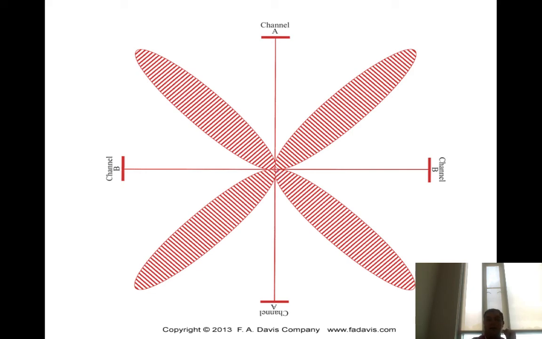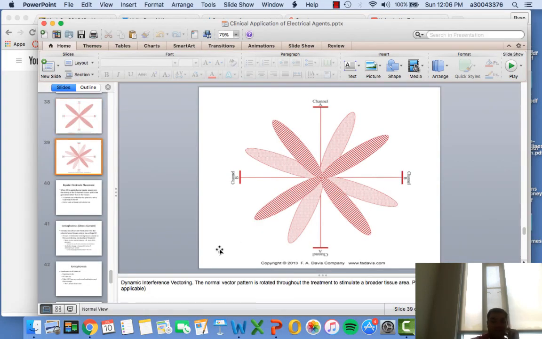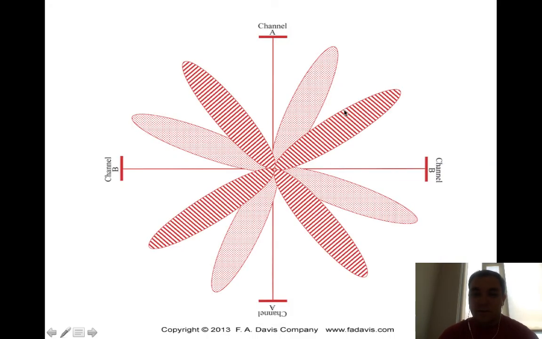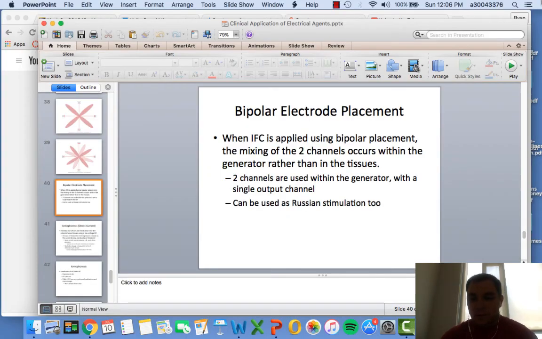Now if we add a vector, we could change the midpoint to over here, or over here, or over here, if we had one of the mouse pad things. Then this is dynamic interferential vectoring. So we can change it. This is the picture depiction of changing it.